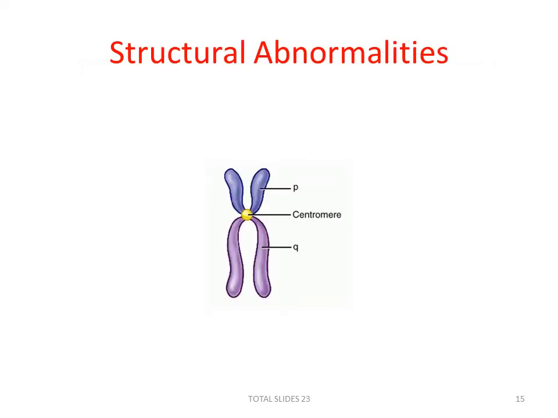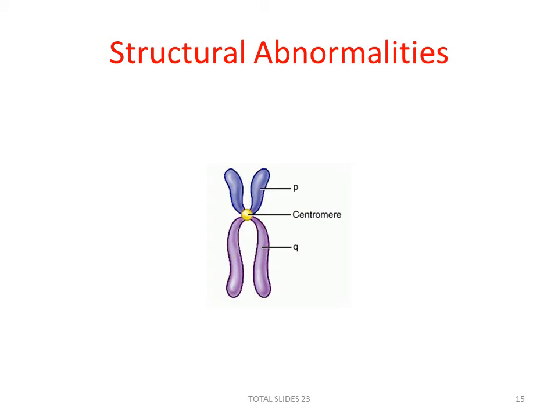Now, we discuss the structural abnormalities of the chromosomes. The chromosome normally contains two arms, short arm and long arm, separated by the centromere. Short arm is symbolized by P, which comes from the French term petit, and long arm is symbolized by Q. In general, chromosomes are divided into three groups according to the location of the centromere.